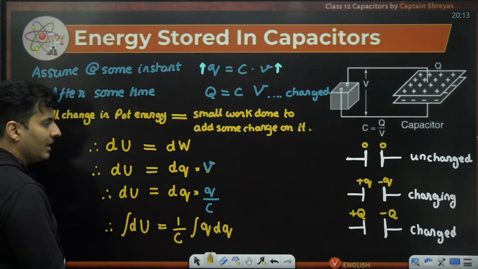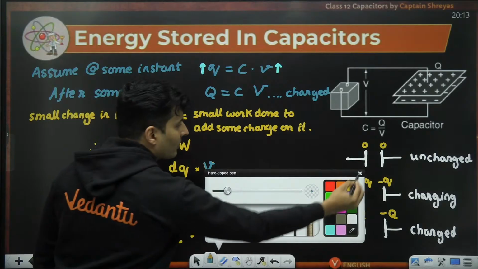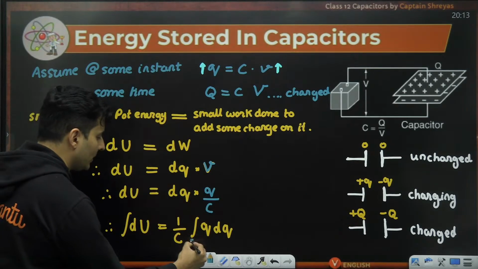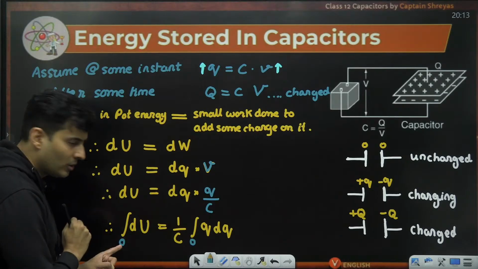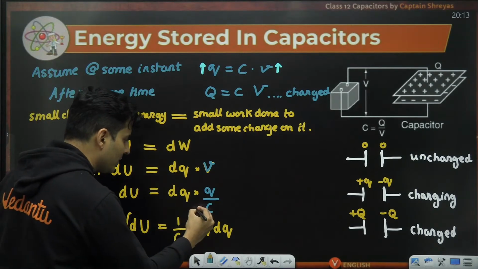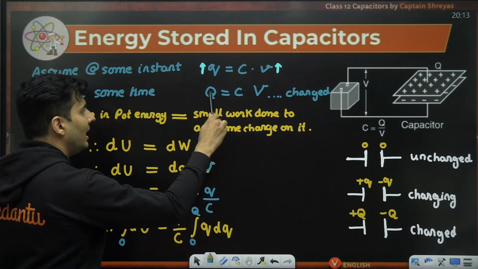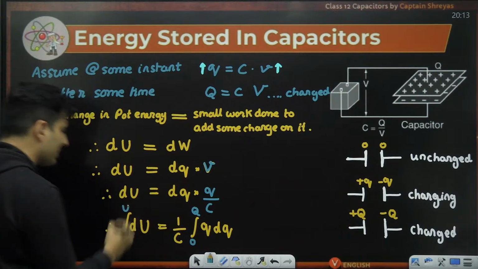Now the limits of the integration are very important. Initially there will be no charge at all. So when there is no charge, there is no energy. So q is 0, U is also 0. But when this charge becomes capital Q, then the energy stored becomes capital U.